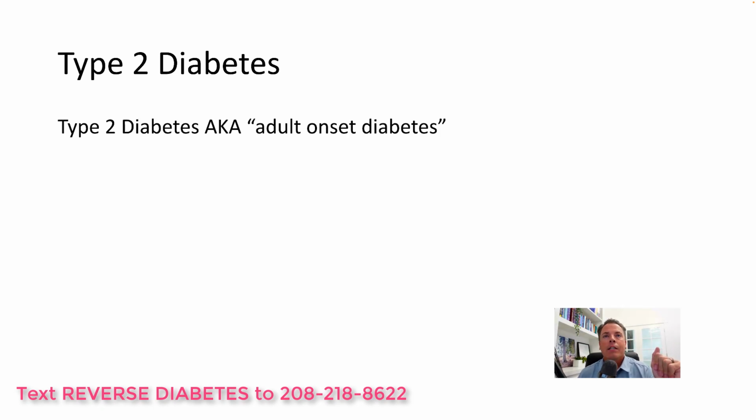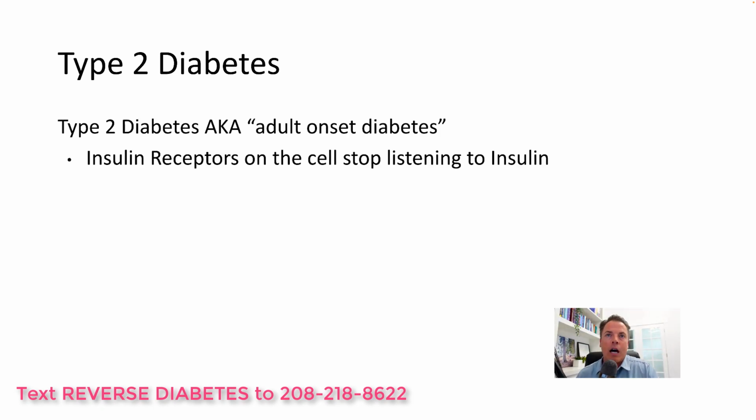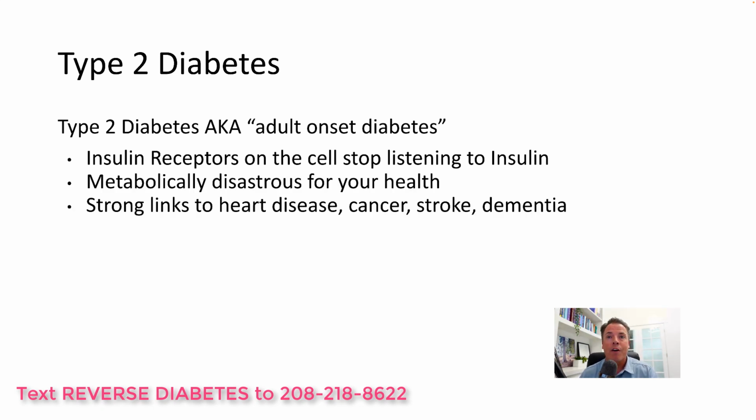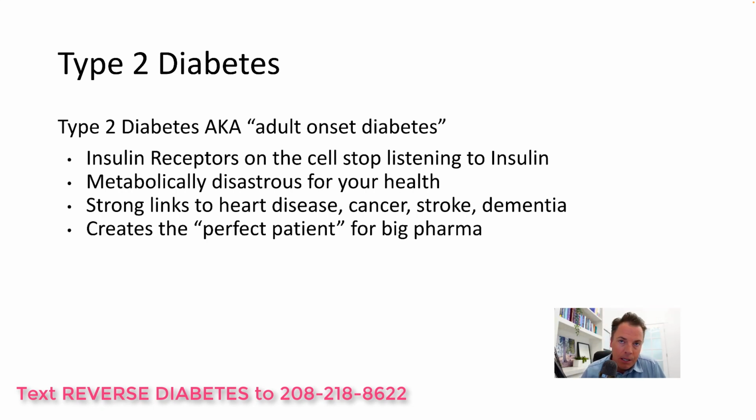So type 2 diabetes, also known as adult onset diabetes, even though we're starting to see this one younger and younger. This is when the insulin receptors on the cell stop listening to insulin altogether. I'm going to show you an awesome picture about this here soon. This is metabolically disastrous for your health because there are strong links between type 2 diabetes and heart disease, cancer, stroke, and dementia, which are 4 of the top 10 killers in the United States, according to the CDC. They create the perfect patient for Big Pharma.